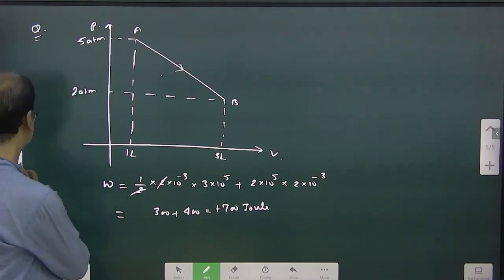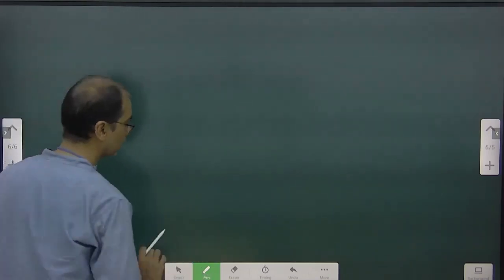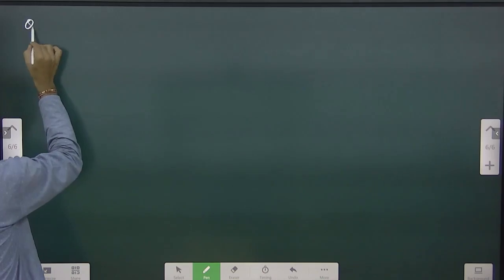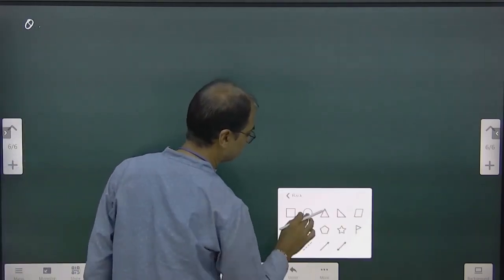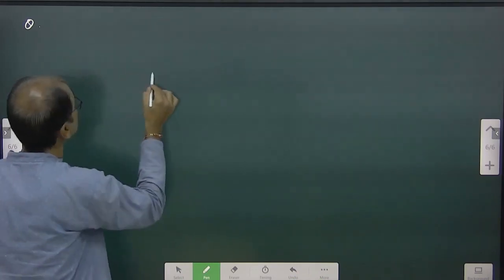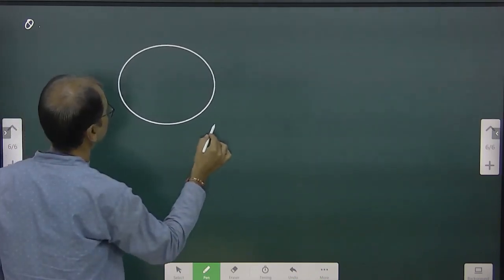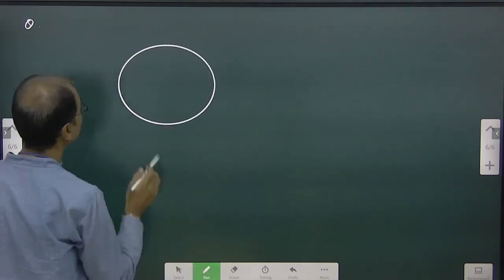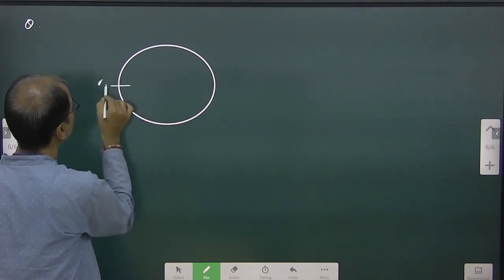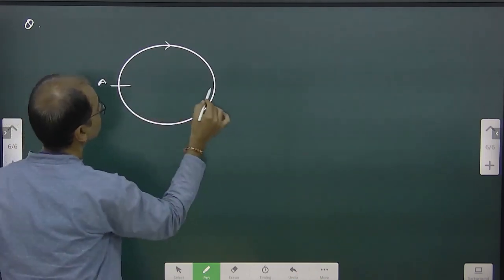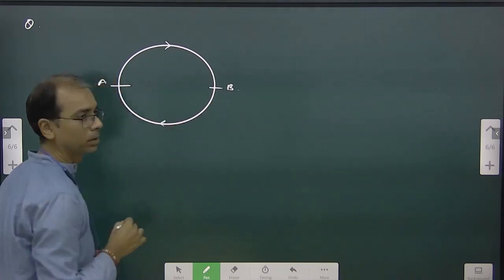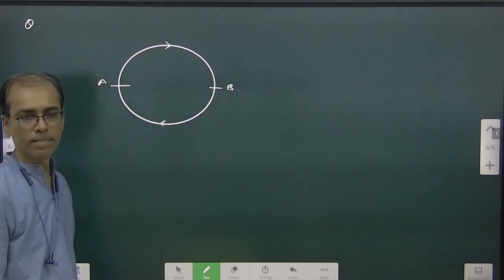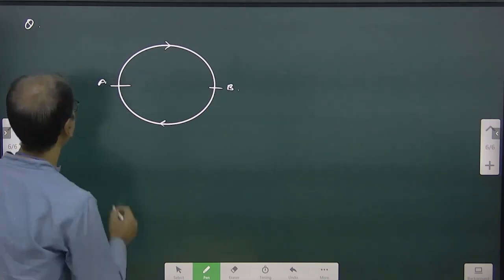Okay, another question we will see. What is the question? In this one, your cycle is given in the form of a circle, like this. This is point A. This is point B, and then back to A. Right? The pressure and volume.